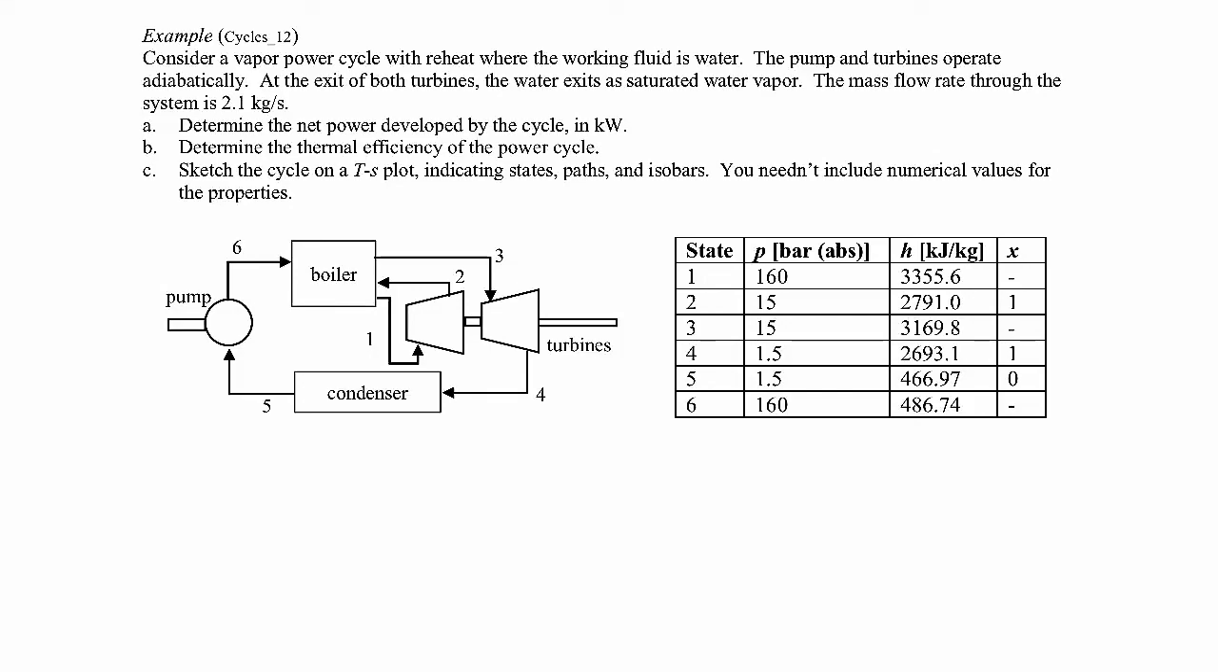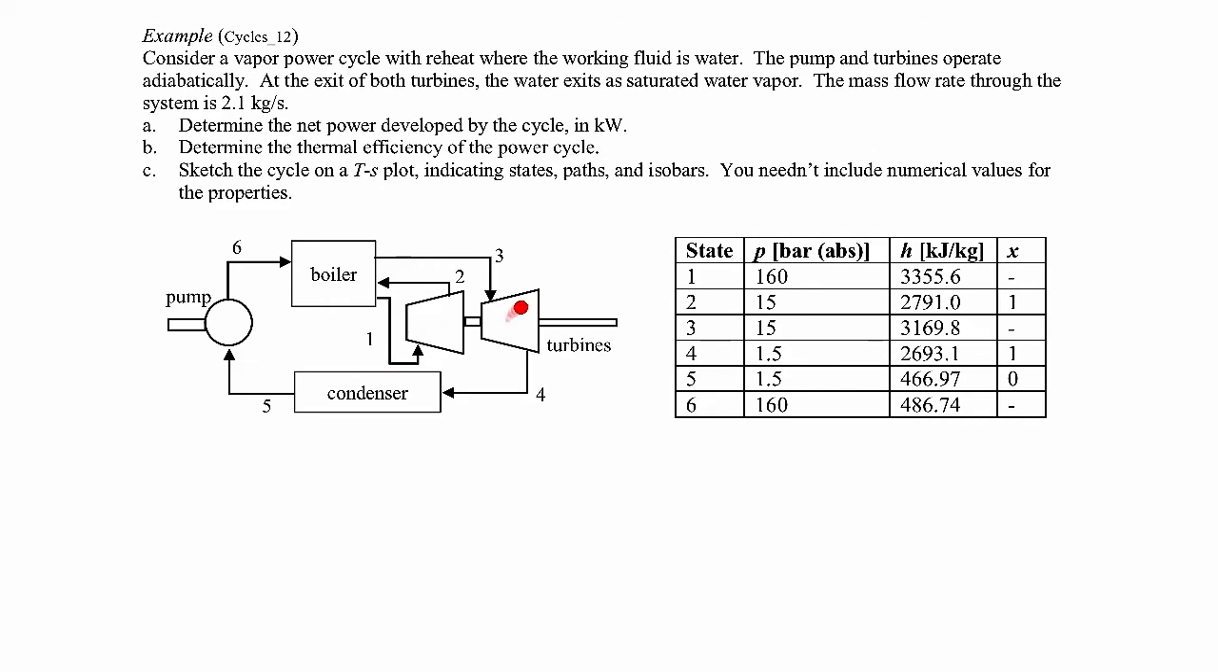In this example, we have a vapor power cycle with reheat. So this is a Rankine cycle with reheat. The working fluid is water, and we have two turbines. You can see them. So we have one turbine here and another turbine here.